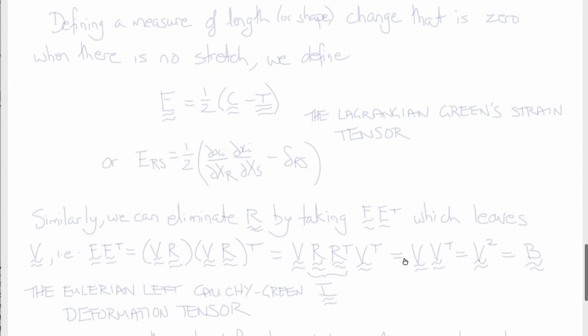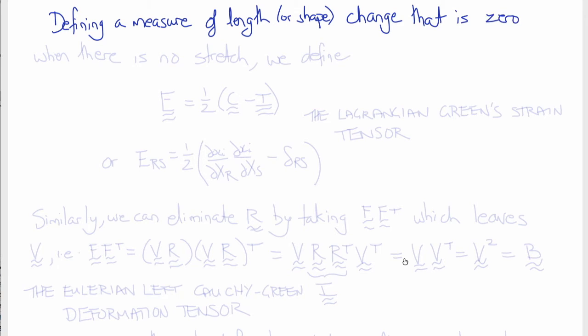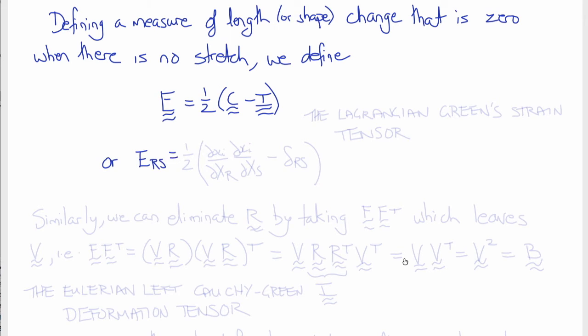Engineers like to define shape change or strain in a way such that when there's no shape or length change, the quantity is zero. Whereas if there's no stretch, U would be I, and therefore C would be I. So to define a strain tensor, we subtract I from C. So this gives us E equals 1/2 of (C minus I), which is known as the Lagrangian Green's strain tensor, or in component notation, its components are ½(∂x_i/∂X_R ∂x_i/∂X_S minus δ_RS). You can see why we've subtracted I from C to get a tensor that's zero when there's no strain or no shape change.